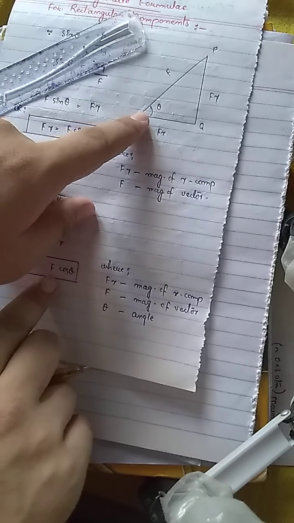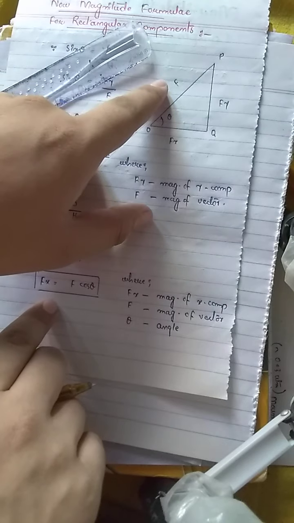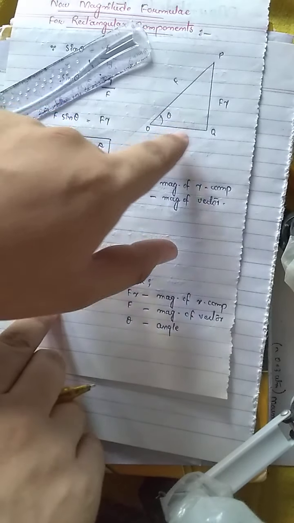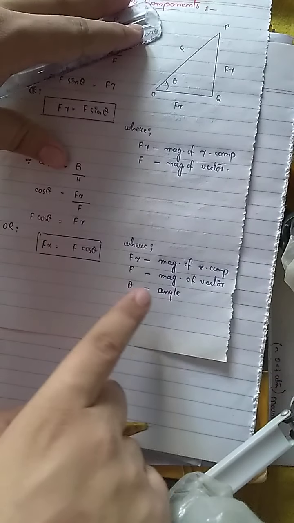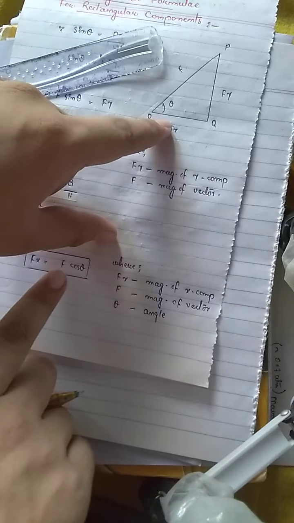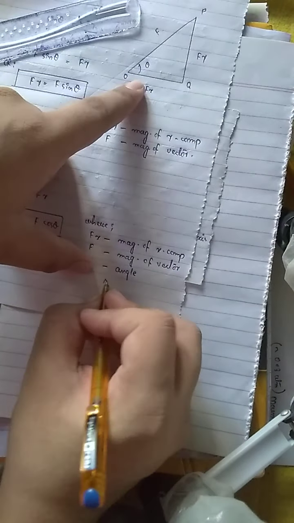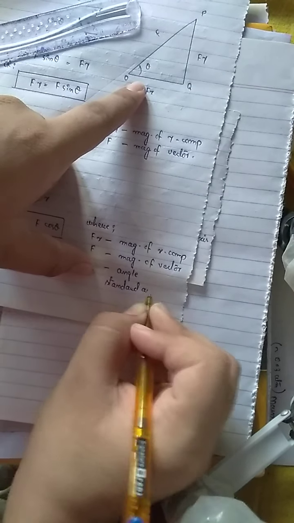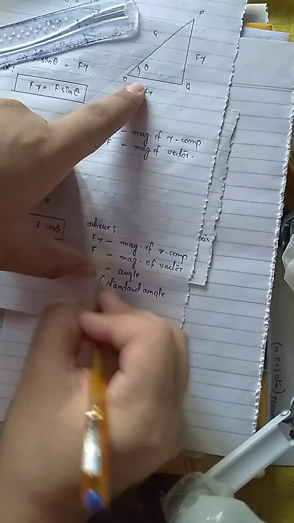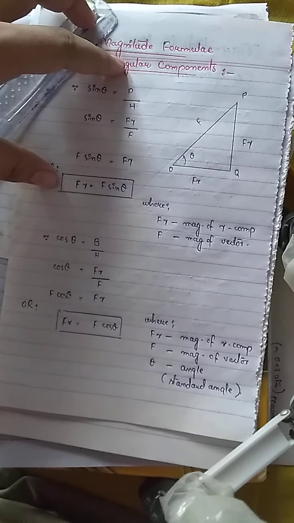Remember, we consider in this derivation that the vector which is required to resolve into Fx and Fy is making theta from the positive x-axis. So theta is the angle that is measured from the positive x-axis in anti-clockwise direction, means it is the standard angle. So these two are the formulae for calculating the rectangular components of the vector.